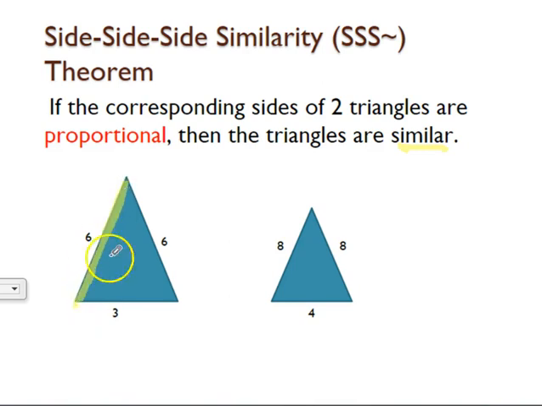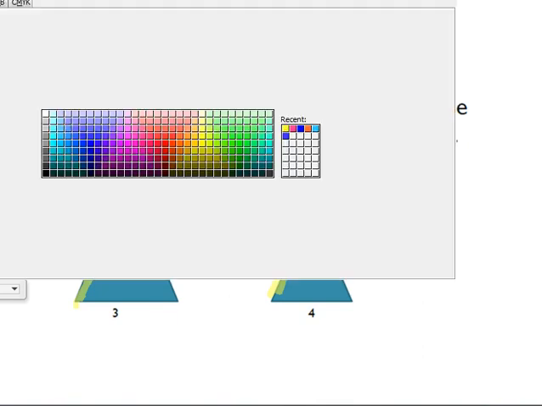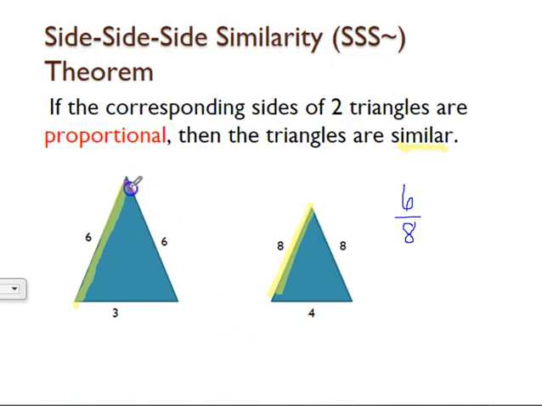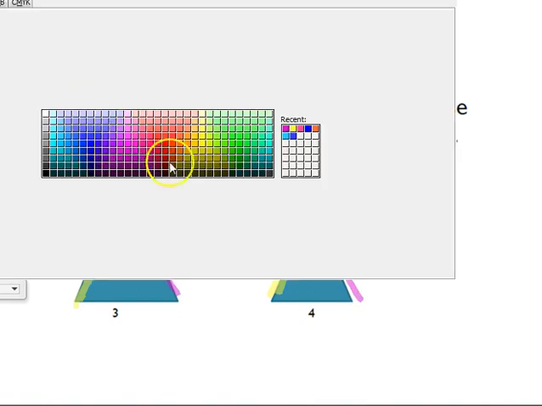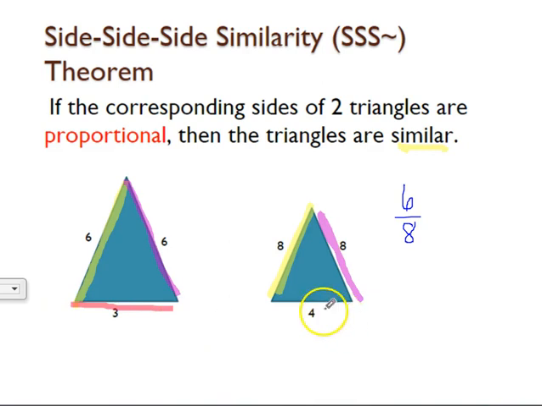This side here corresponds with this side. So we can set up a proportion there. That would be 6/8. And then let's look at another set of corresponding sides. These two sides, exact same ratio, right? Another 6/8. And then one more set of corresponding sides. What color have I not used? How about red? This side here and this side here is 3/4.